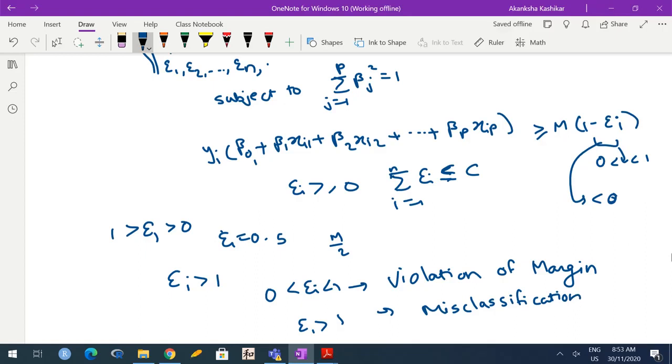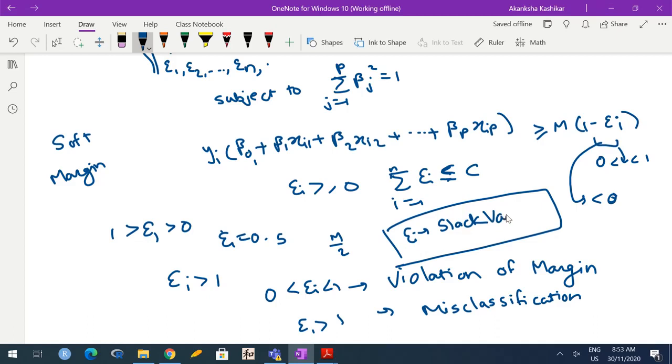So this is how we bring in certain violations, and hence this classifier is known as soft margin classifier. Why soft margin classifier? Because initially our margins were hard, we were not allowed to violate those margins. Now we are allowed to violate the margins, so they are called soft margin classifiers. You can kind of bend through them. These epsilons are actually called slack variables. You say cut some slack, so you are actually cutting some slack for a few points. So these epsilons are called slack variables.